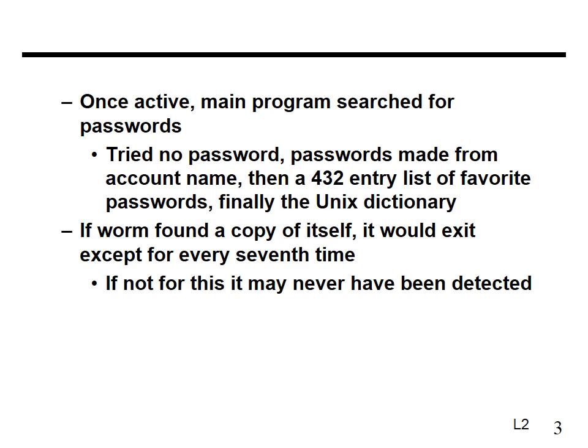With the Morris worm, if it found a copy of itself on a machine, it wouldn't infect it again, it would just exit, except for every seventh time. So what this means is every 7 times it infects a machine, if it already finds a copy of itself there, it'll put another copy of itself. Eventually, if it keeps on doing this, the target machine will run out of memory and it'll slow down and it'll crash. So this is the only way that they ever found out that the Morris worm was even out there, because of this little fault that he had in his program.